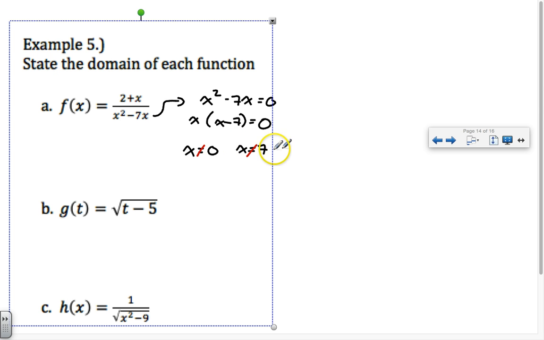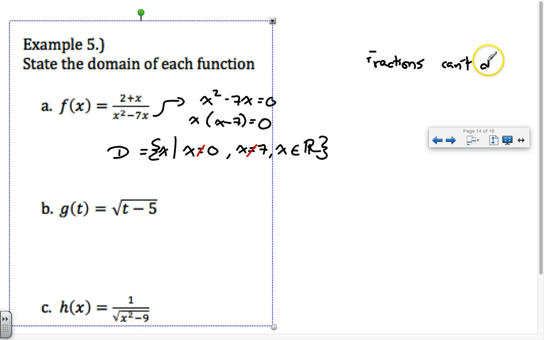And so we'll take that and write that in set builder notation. So I'll have the domain, or D for domain, is the set x such that x cannot equal 0, x cannot equal 7, but any other number other than those will work. So I'm going to assign x to the real number system. And generally when we're talking about domain, we're going to assign to the real number system. Okay? So for fractions, you can't divide by 0. Can't do it.